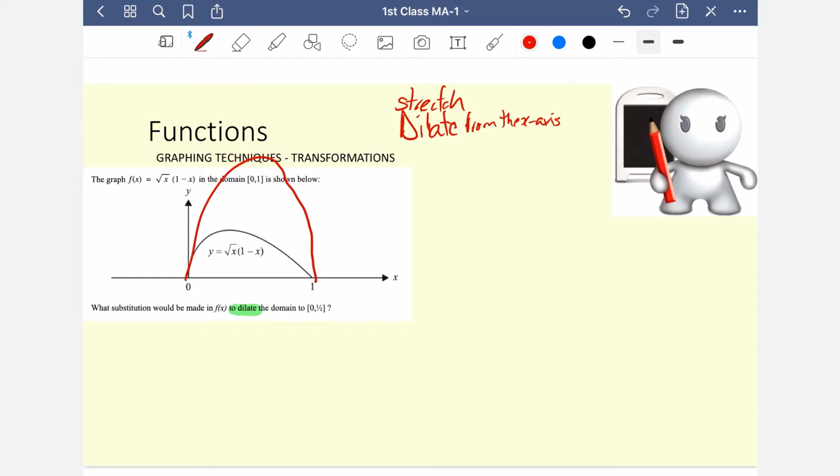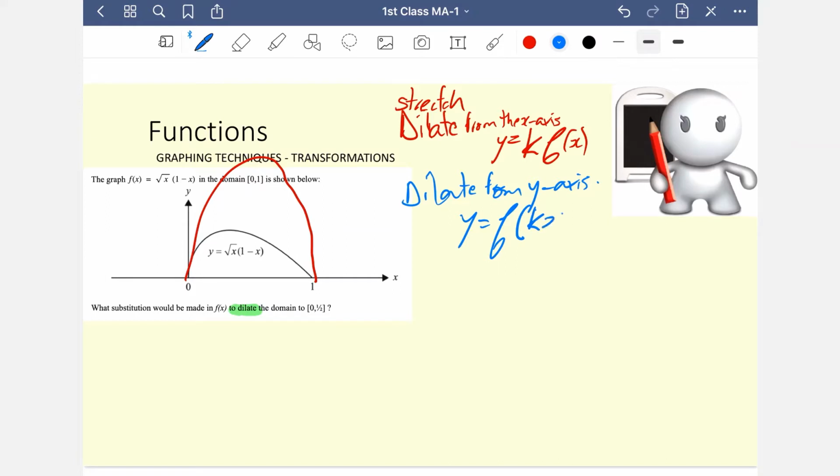Okay, by multiplying your whole function by a number. Let's choose a different color, or you can dilate from the y-axis. So stretch from the y-axis, by substituting x by a multiple of x. Now here it'll be by a factor of 1 over k. All right, so that's the understanding behind it.